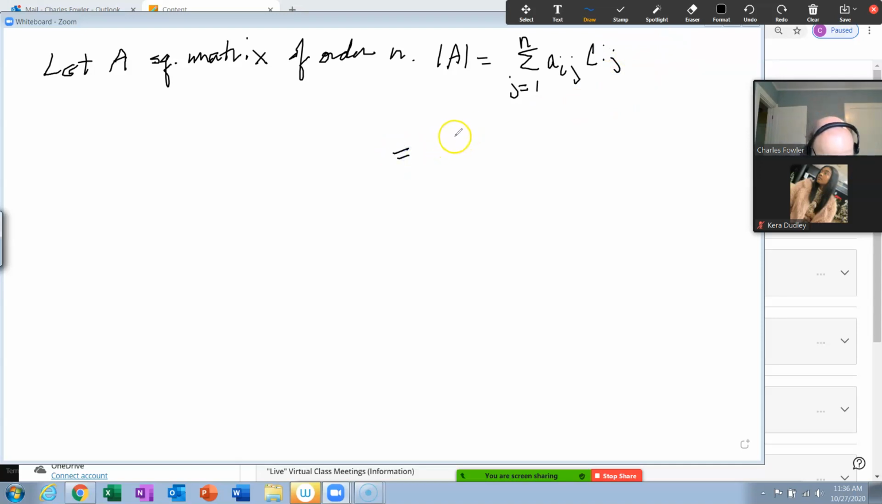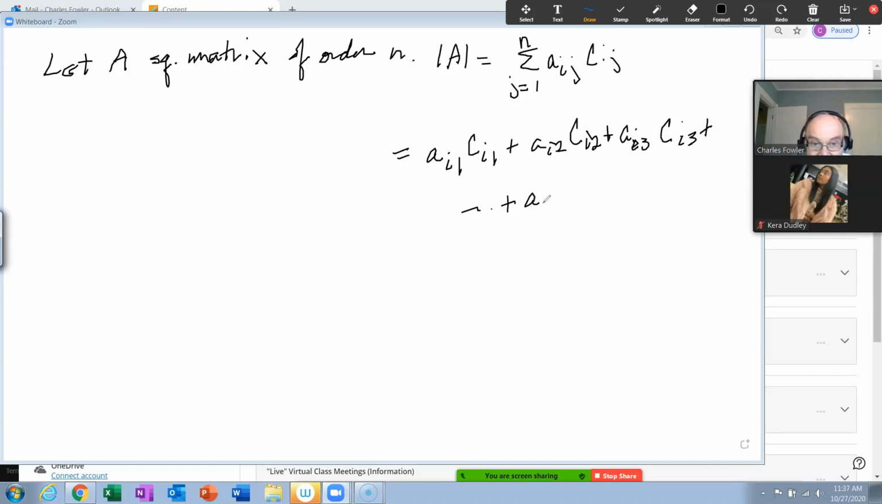That's a_i1, because you're counting up the j's, a_i1 times C_i1 plus a_i2 times C_i2 plus a_i3 times C_i3, plus dot dot dot, all the way up to a_in times C_in.